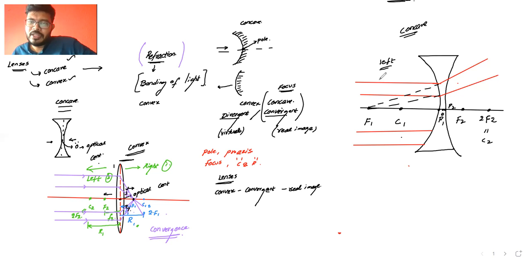Remember it, these rays we call divergent rays. That means the light rays are trying to travel from the focus only. Remember, this is your focus, F1. Just for your understanding, I'll take it as your F1. So when the light rays are diverging away from the focus, we call them divergent rays.